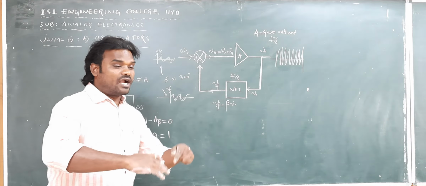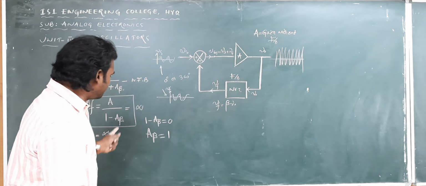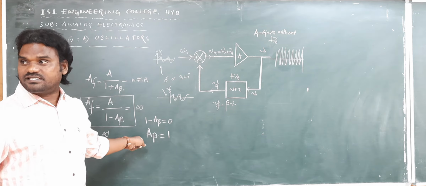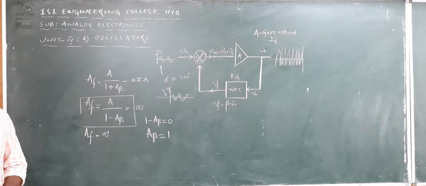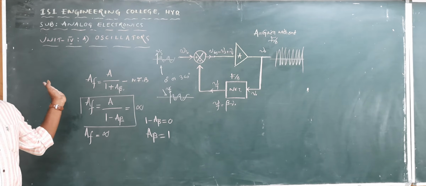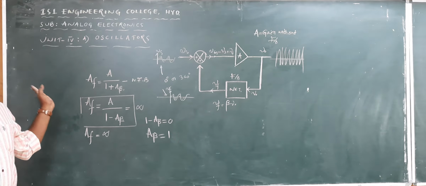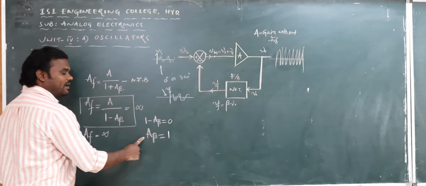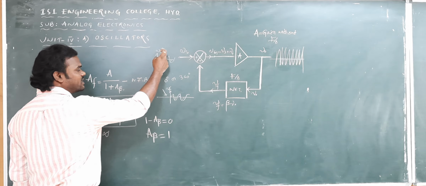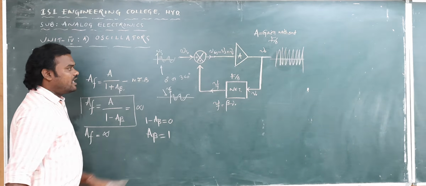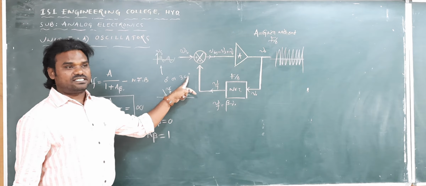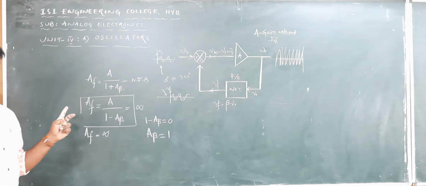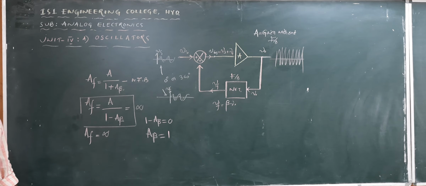That means what? In order to make the oscillations, what must be the condition? A beta must be equal to 1. If A beta is equal to 1, then this starts the oscillation, and this particular thing is called the Barkhausen criteria. Barkhausen criteria consists of two things. One is A beta must be equal to 1, and the phase difference between the source signal and the feedback signal must be 0 or 360 degrees. These two conditions combined we call the Barkhausen criteria. Barkhausen criteria will be asked for 2 or 3 marks in the exam.